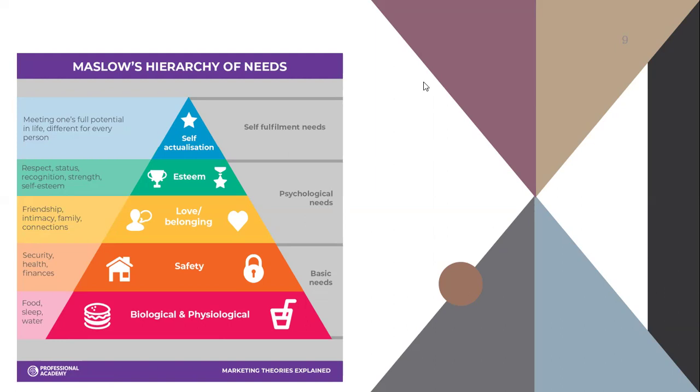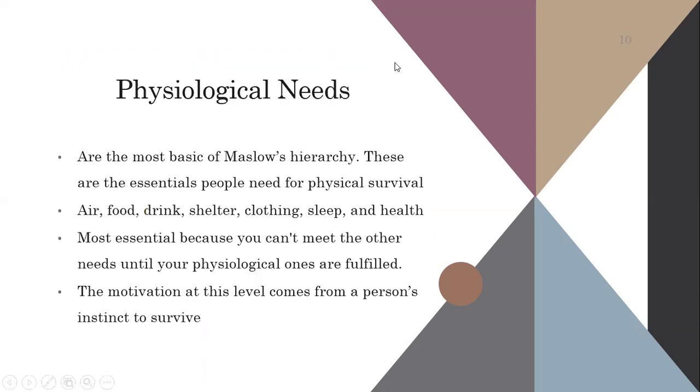First of all, physiological needs. These are the most basic of Maslow's hierarchy. These are the essentials people need for physical survival, and these include air, food, drink, shelter, clothing, sleep, and health. Most essential because you can't meet the other needs until your physiological ones are fulfilled. So the motivation at this level comes from a person's instinct to survive.